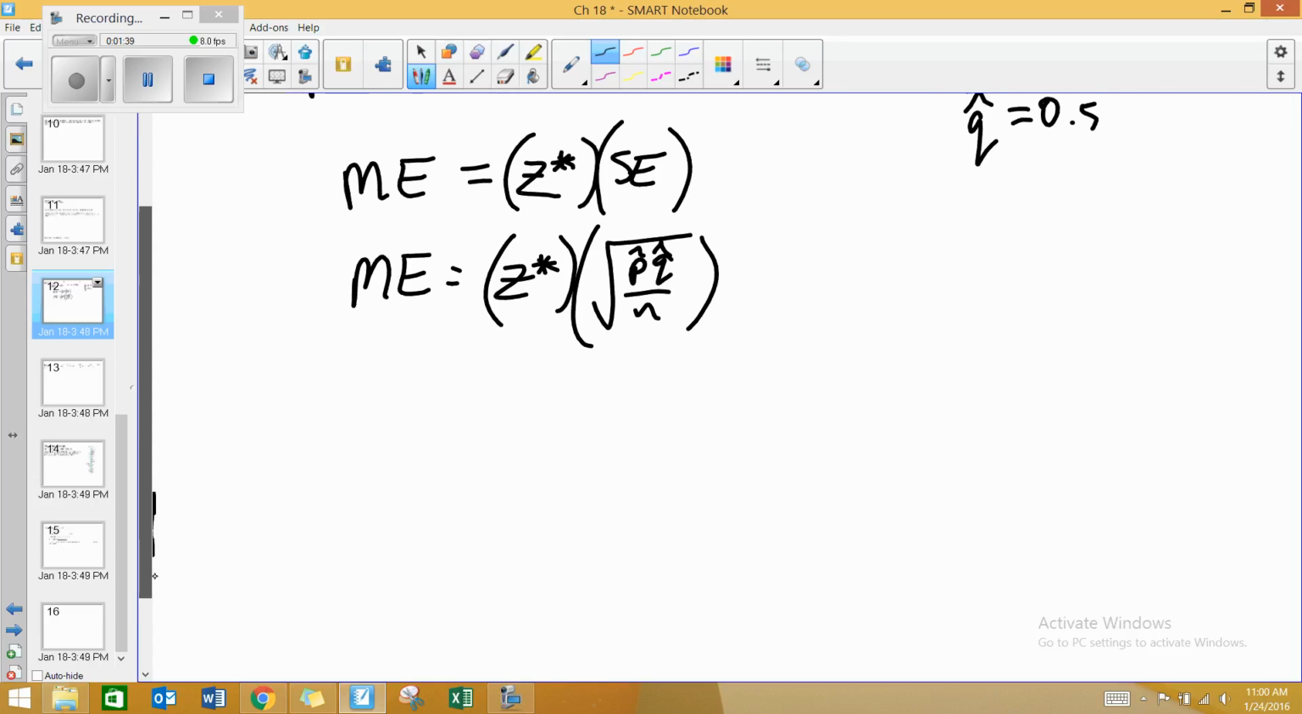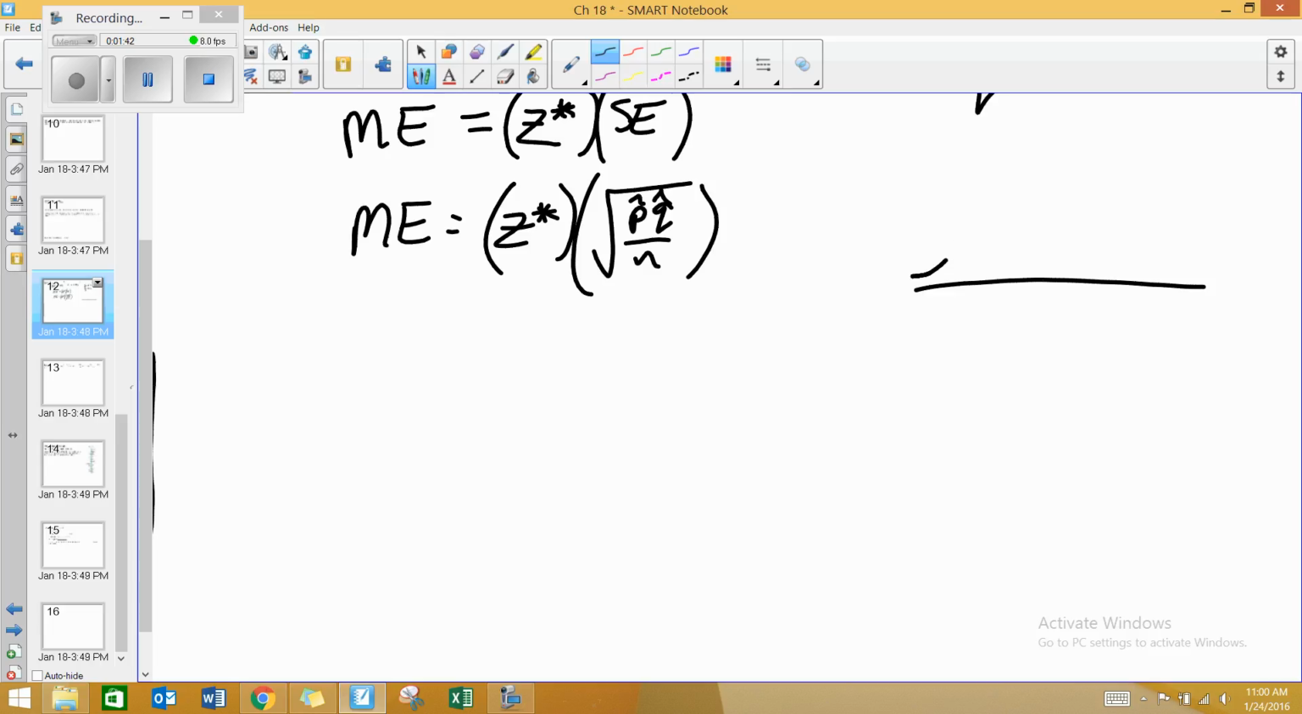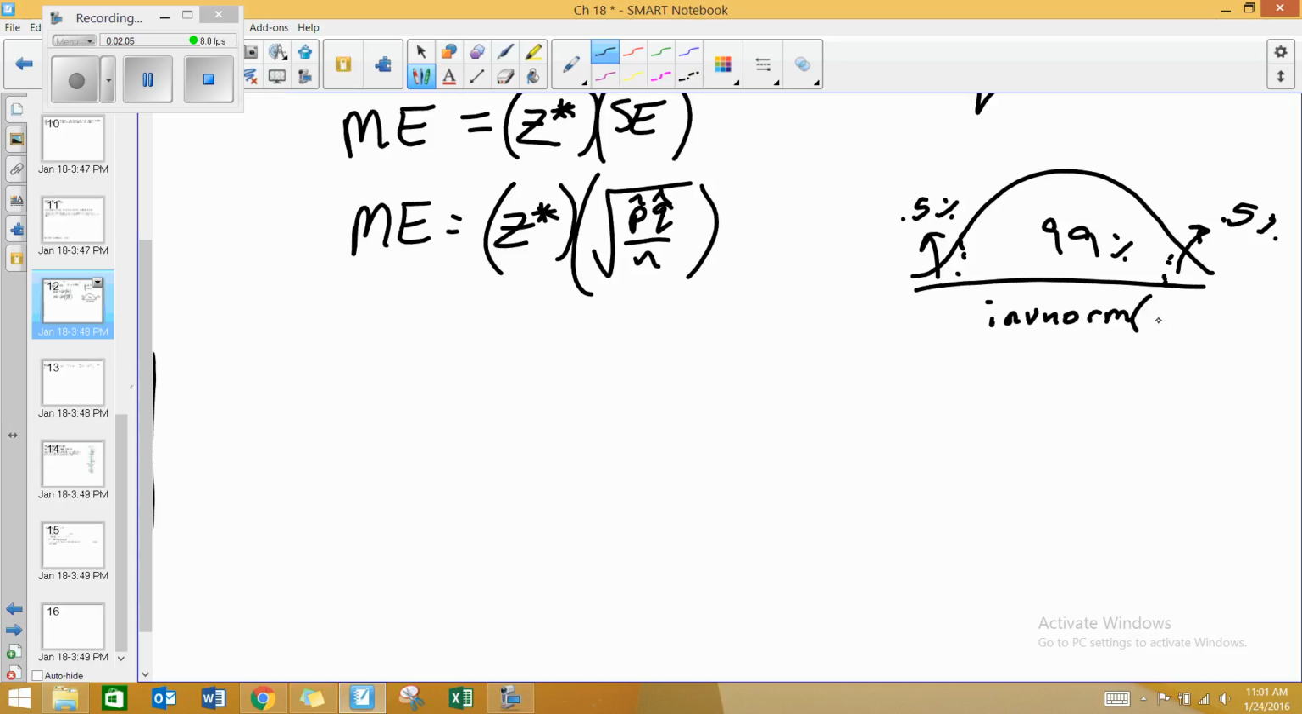So when we start plugging these things in, you can find z star by using inverse norm on your calculator. If I have 99% here in the middle, the confidence level, then out here I should have 0.5% and 0.5% to give me that 100% under here. So that would just be inverse norm, and it's going to be 0.005 to stop at 0.5%. So I'm shading over here. It's going to give me this value. This value right here would be the one that I use in my equation.